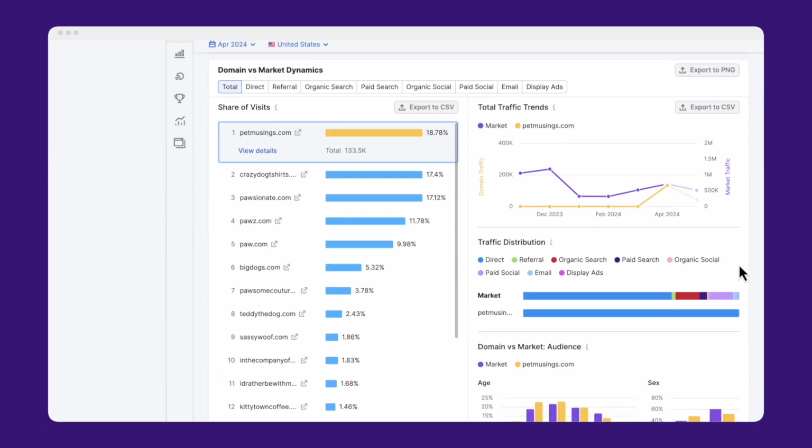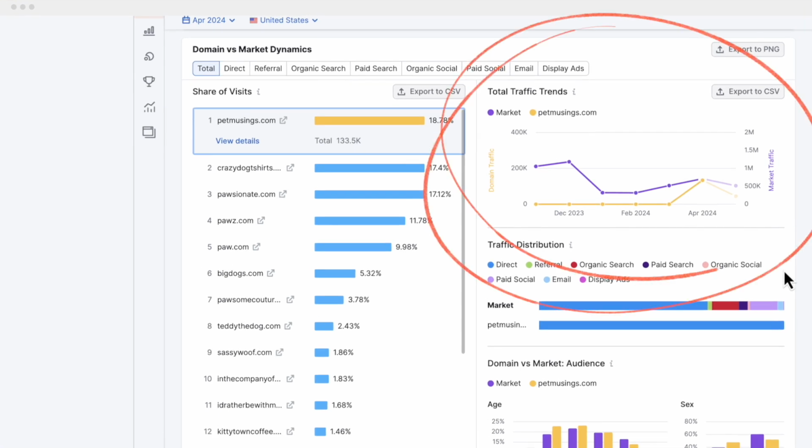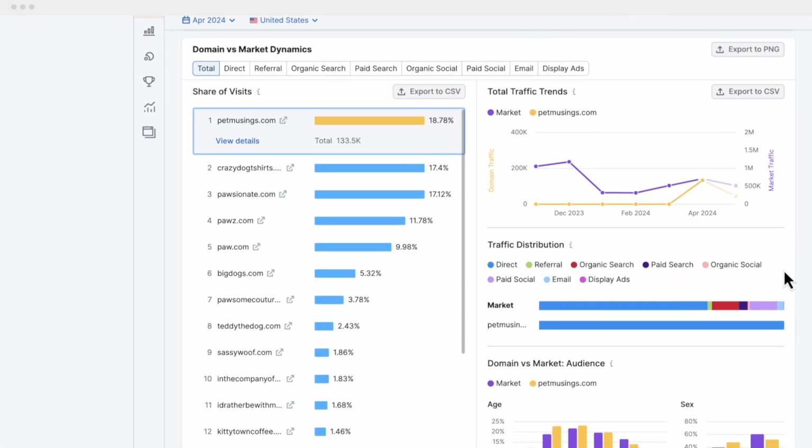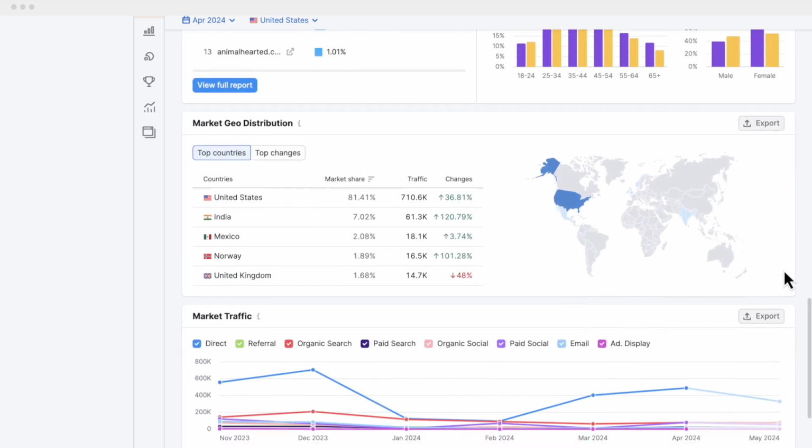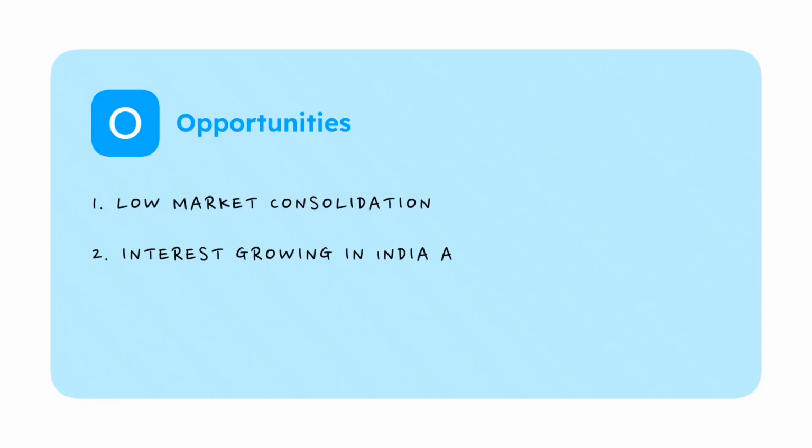Now, when we scroll down, we can also see the traffic trends for this market and for each individual competitor. It looks like the market traffic trend is going down, not good. So I'm gonna add this as a threat, but interest in this category seems to be growing in other countries, such as India and Norway. I'm gonna add this as an opportunity, potentially for global expansion.